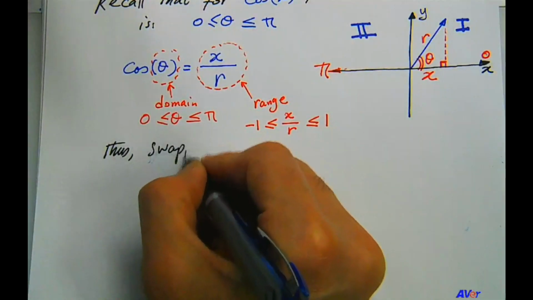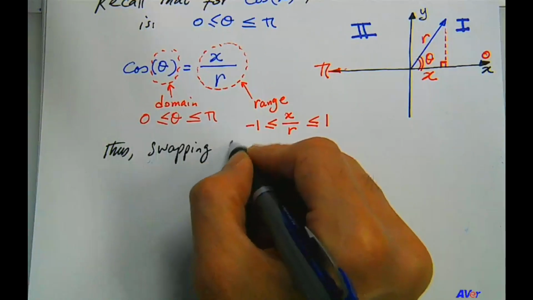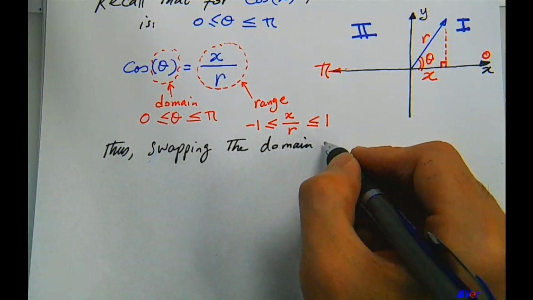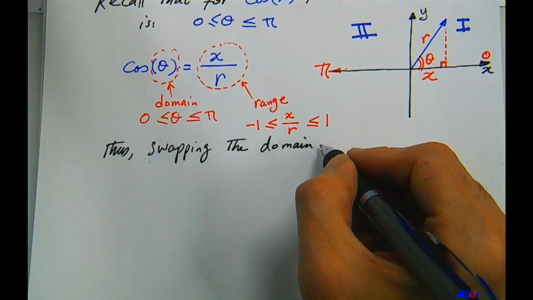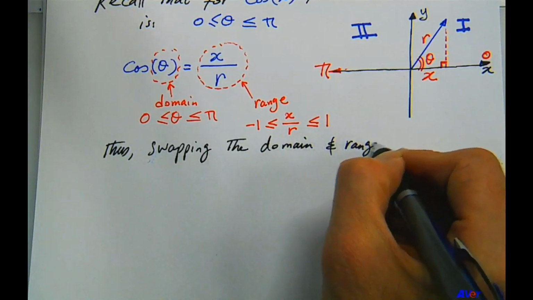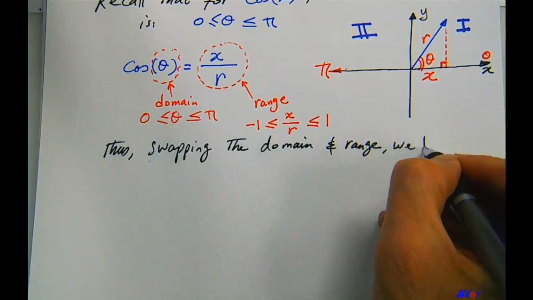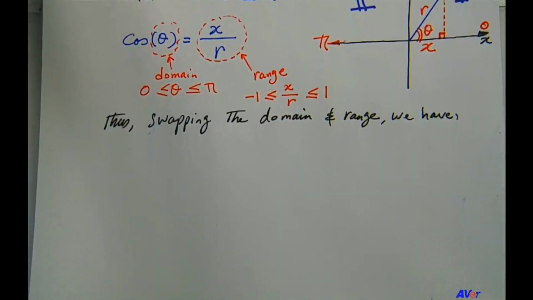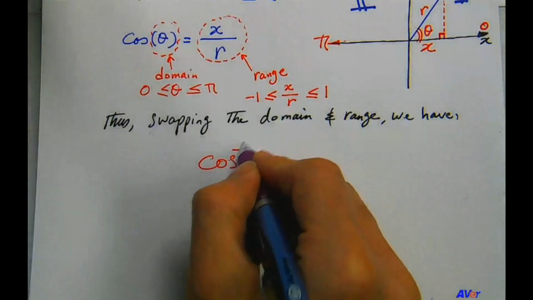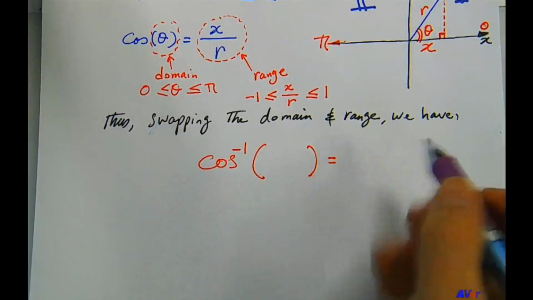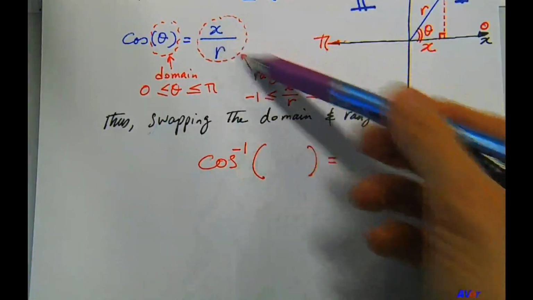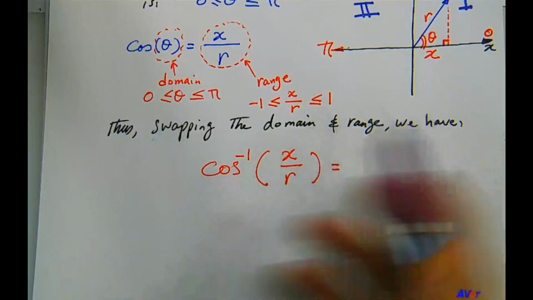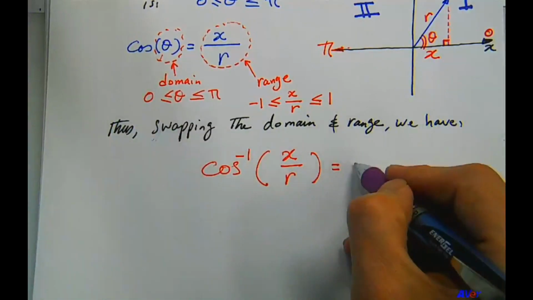So swapping the domain and range, we're moving towards the inverse cosine function. So we have to swap these two. Swapping the domain and range, we have this function, the inverse cosine function. So let's see. The range becomes part of the domain, so x over r. And the domain becomes the range, like that.